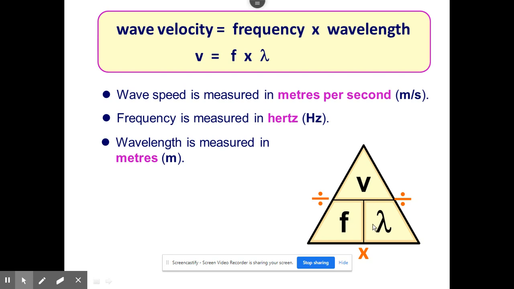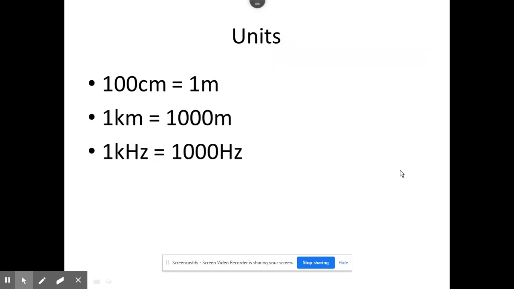at the top, F and lambda. So you could cover what you want to calculate, and the remaining two would give you the equation. So velocity equals frequency times wavelength, frequency equals velocity divided by wavelength, and wavelength equals velocity divided by frequency.